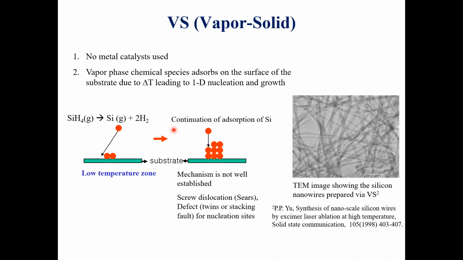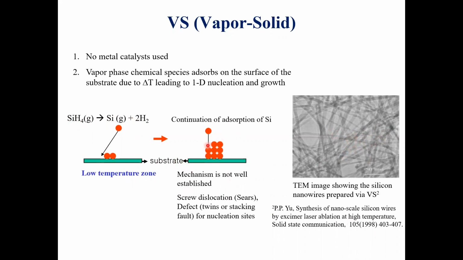Moving on to the next topic, which is VS, vapor solid, with no liquid involved. In this case, you are simply taking a substrate and putting that substrate at a lower temperature compared to the high temperature source zone. Again, you are sending the silane gas from the high temperature region, and your substrate is placed at a lower temperature. So your gas molecules start condensing on that colder substrate, and then it just grows one-dimensional nanobelts or nanotubes or things like that.